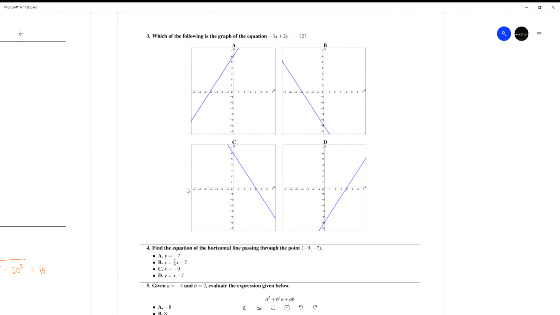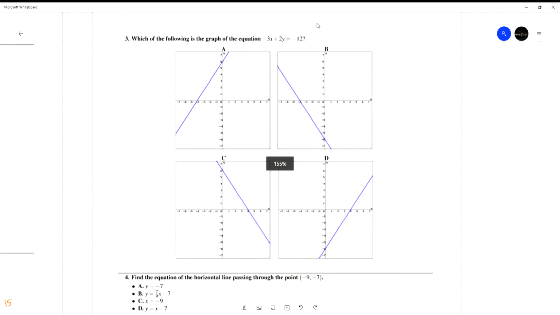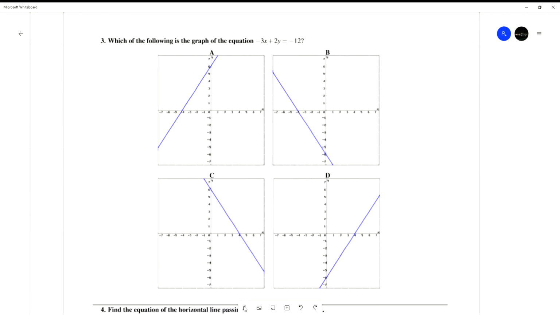Let's see here. Which of the following is the graph of the equation, negative 3x plus 2y? Okay, so clearly there are 4 graphs to choose from, right? I think the best way to do this is to check if there are intercepts, right? If you check for the intercepts, then you'll be able to see, let me zoom in just a bit here. You'll be able to see easily which one the correct graph is, right?